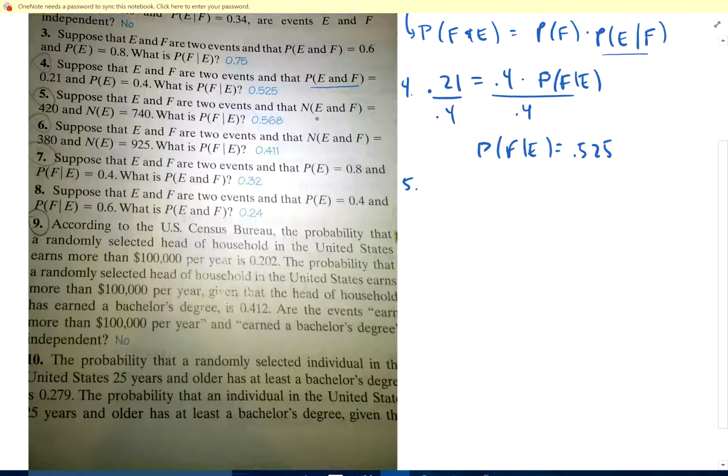Two events. Okay, so this is the same type of thing. E and F, F given E, so it's just more practice on the same thing. So for 5, we've got N, the number of things, is 420. The number of things is 740. What's the probability? So how are we going to handle that?